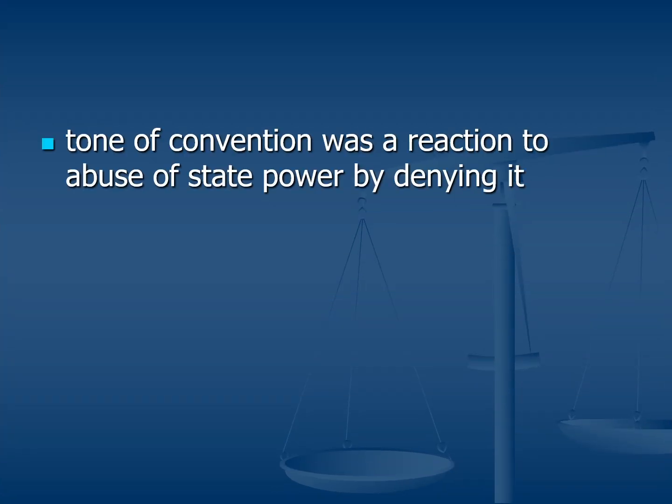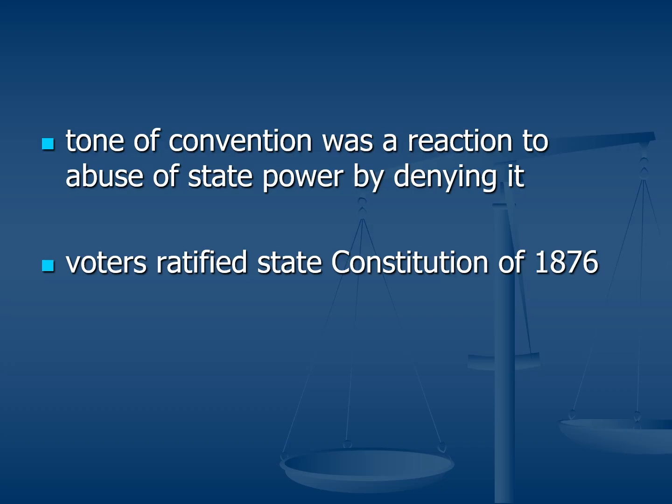So the tone of the convention was a reaction to say we're not going to have a lot of power in the state. We're not going to allow the abuse of state power anymore. So they just denied it. They said we're not going to allow these politicians to abuse state power that we entrust to them whenever we do elect them in. So the voters ratified this state constitution in 1876, and this is the one that remains in use today with some changes. So we're going to be talking about how the Constitution looks today.